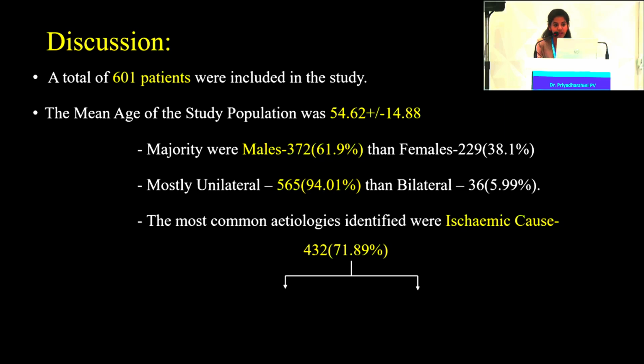I would like to summarize by telling that a total of 601 patients were included in the study, with an age group of 51 plus or minus 14 years, and majority were males and unilateral. The most common etiology identified was ischemic cause, and among them 74% were unilateral and 33% were bilateral.